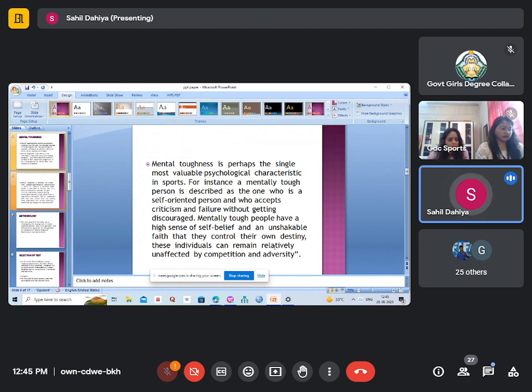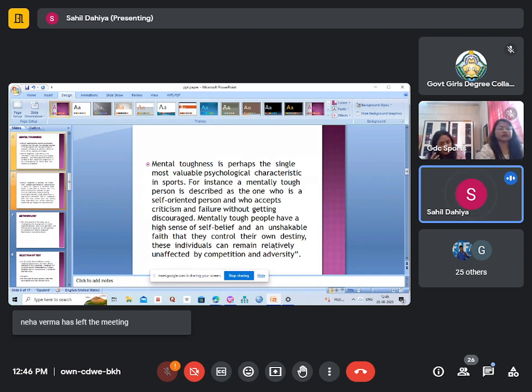Mental toughness is perhaps the single most valuable psychological characteristic in sports. For instance, a mentally tough person is considered to be self-oriented, and one who accepts criticism and failure without getting discouraged. Mentally tough people have a high sense of self-belief and unshakable faith that they control their own destiny, and an individual can remain relatively unaffected by competition and adversity.